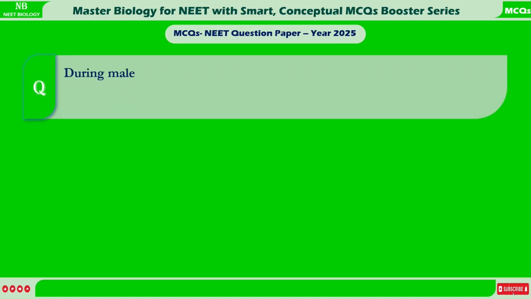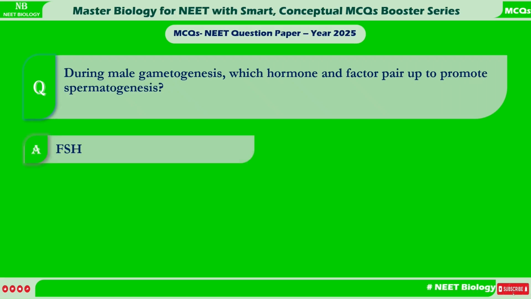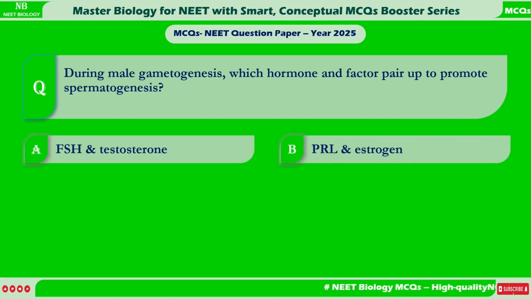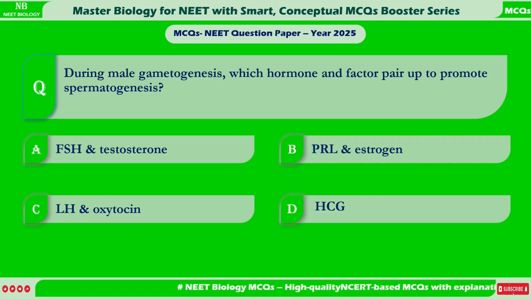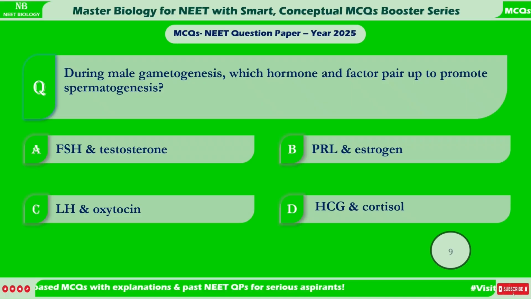During male gametogenesis, which hormone and factor pair up to promote spermatogenesis? A. FSH and testosterone. B. PRL and estrogen. C. LH and oxytocin. D. HCG and cortisol.